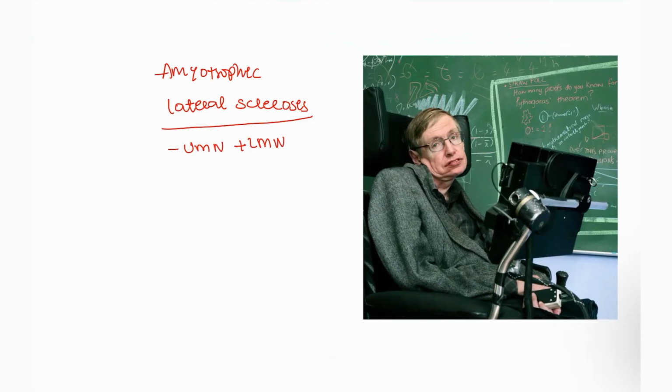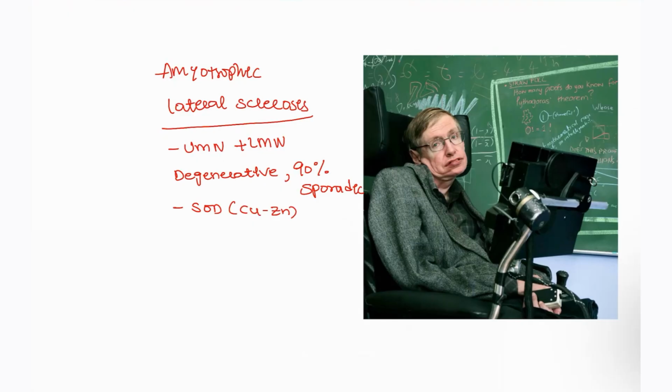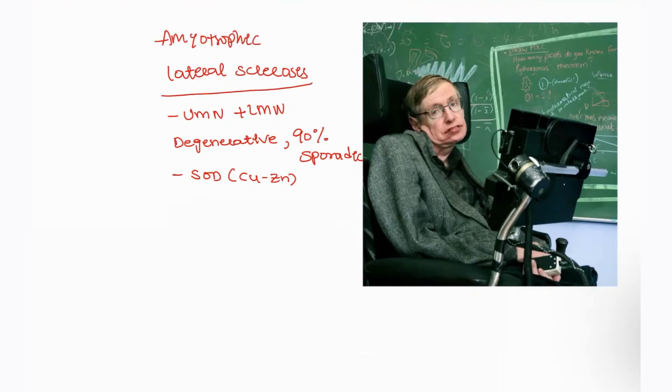That's the most tragic part of this condition, right? Usually this is seen due to a degenerative condition, a degenerative type of disease, and 90% of the cases will be sporadic. We discussed yesterday what is meant by sporadic; it is very rarely that we see familial cases. And another thing, the SOD gene, superoxide dismutase, copper and zinc, is involved in this genetic form of amyotrophic lateral sclerosis.